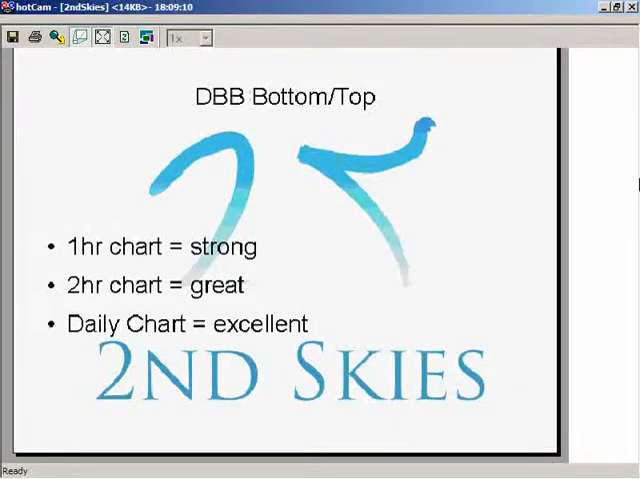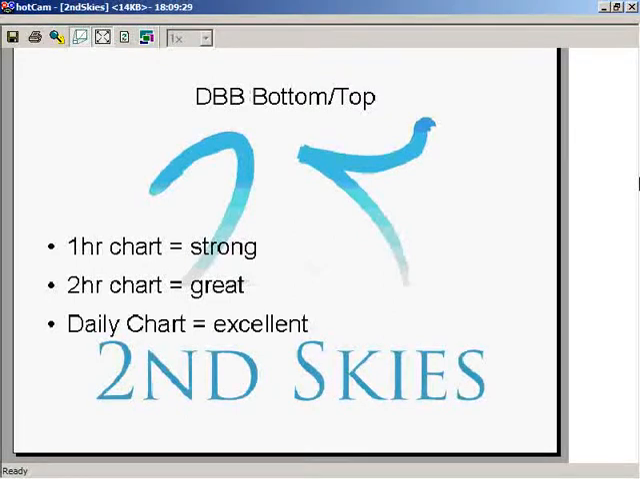All right, moving on to the next part. We're going to go over a strategy today called the double Bollinger Band bottom or top. And I'm going to talk about the time frames. Now, it happens obviously a lot more on the intraday time frames. So when you see it on a 1 hour chart, it's usually a pretty strong signal.